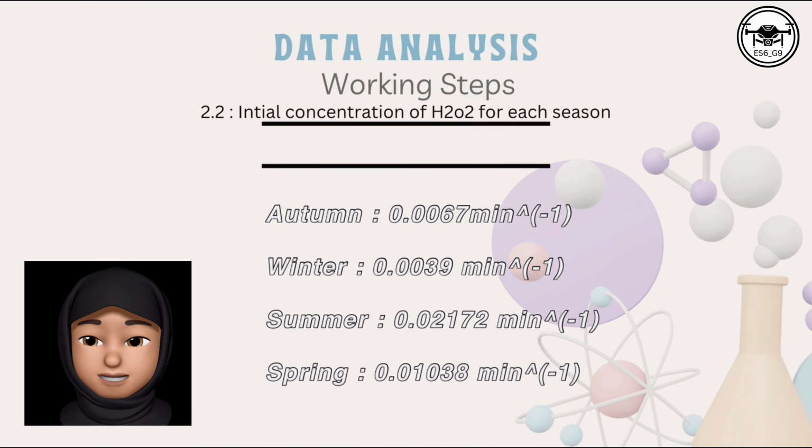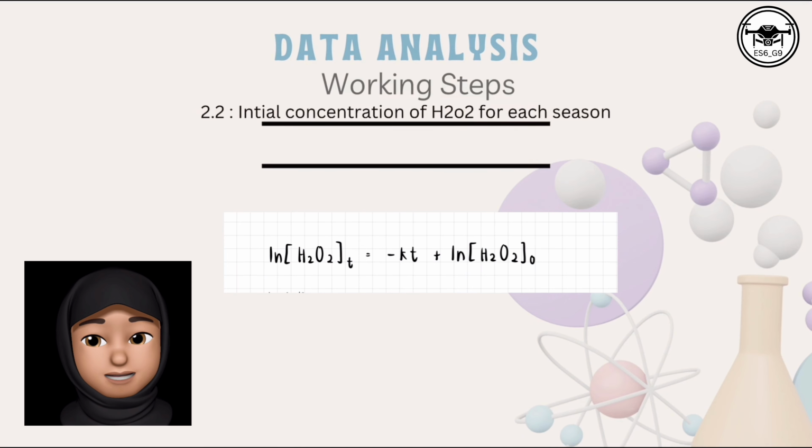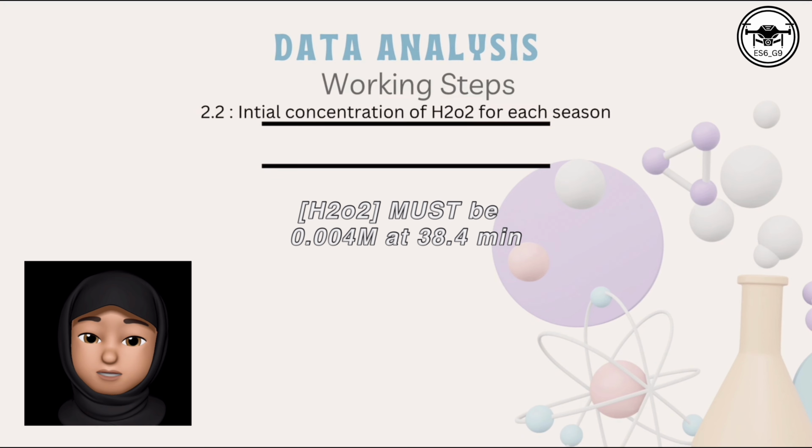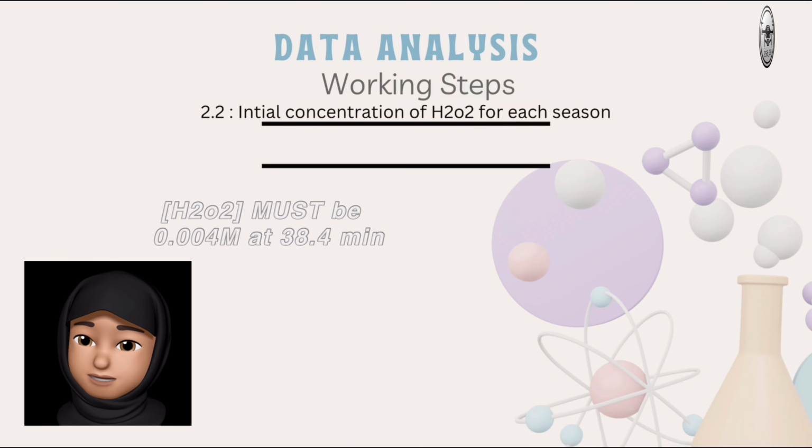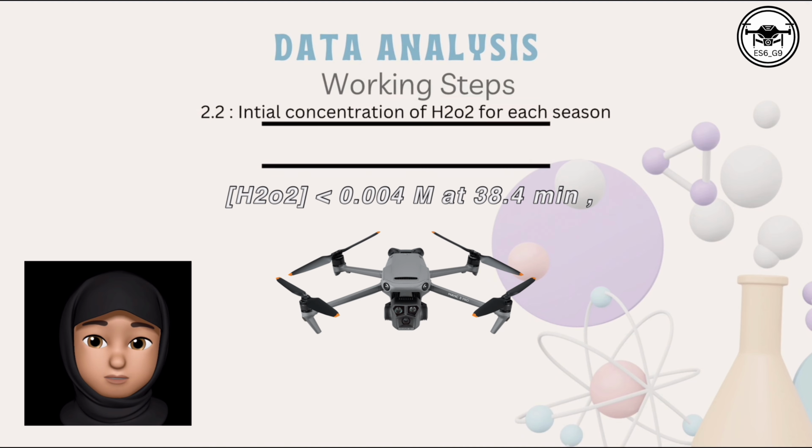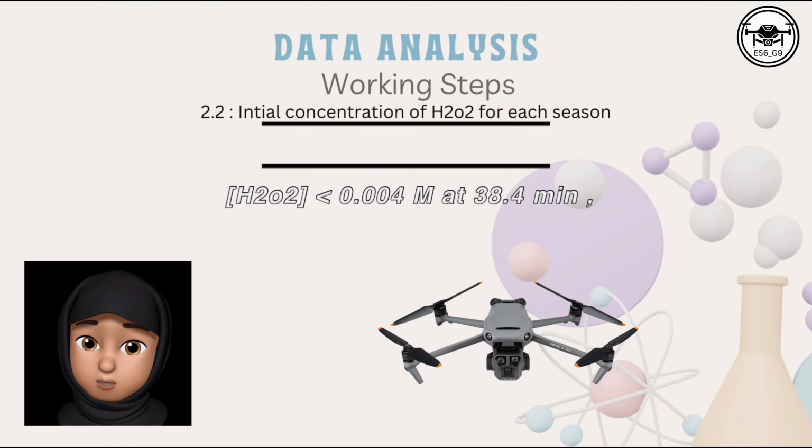We can now start calculating the initial concentration of hydrogen peroxide used for each season using the formula ln H₂O₂ equals -Kt plus ln H₂O₂ initial. It is decided that the concentration of H₂O₂ at 38.4 minutes should be 0.004 molarity to get the optimum use of H₂O₂. Any lower than that value at 38.4 minutes will result in the crash of SquaDrone.